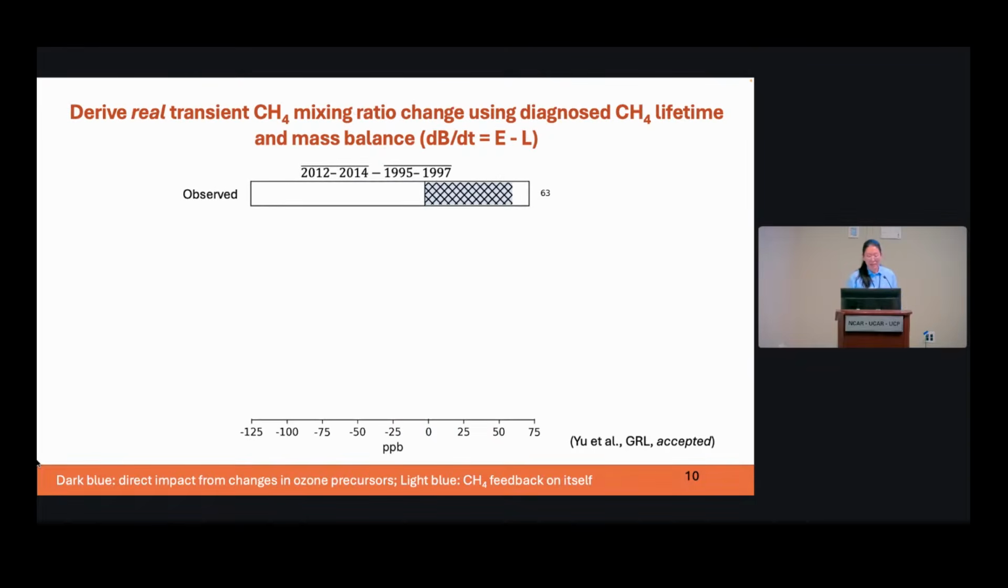So we then, first of all, before quantifying the relative impact, we need to quantify the changes in methane concentration.